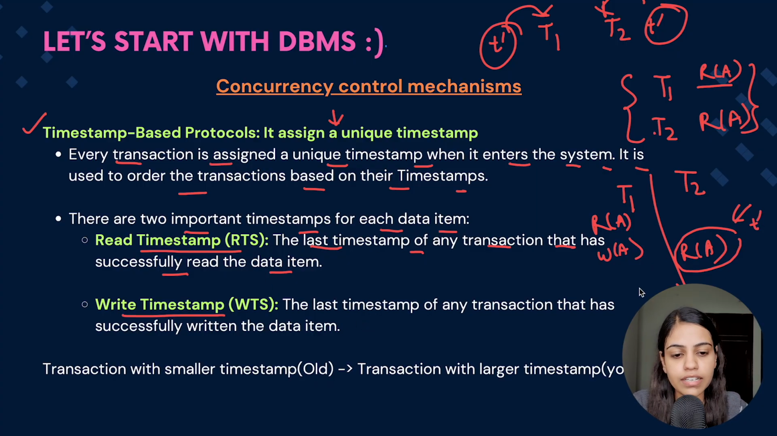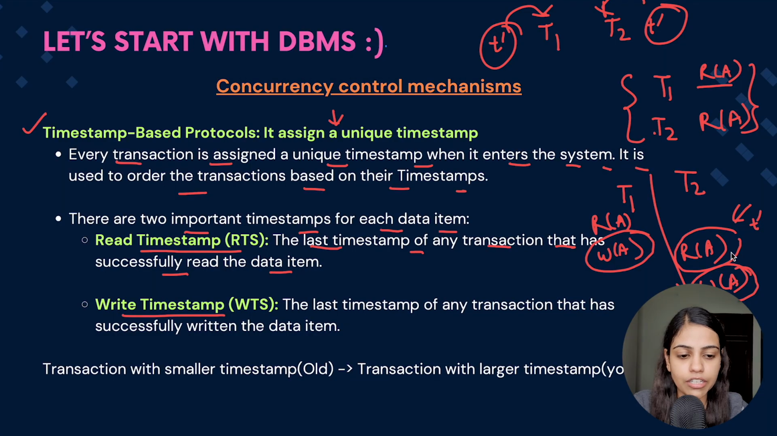Now coming to WTS, consider that it is doing an update on A, and here also it is doing an update on A. We can see that the last update on A has happened in T2 at timestamp T double dash. So WTS of this is T double dash and RTS of this is T dash. So we keep the latest of the read timestamps and the latest of the write timestamps.